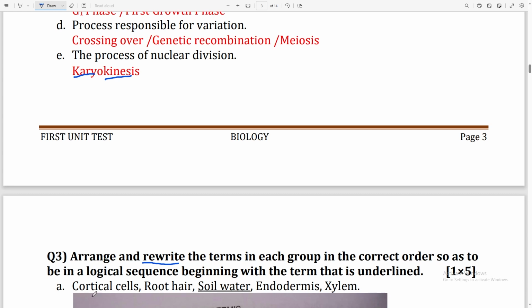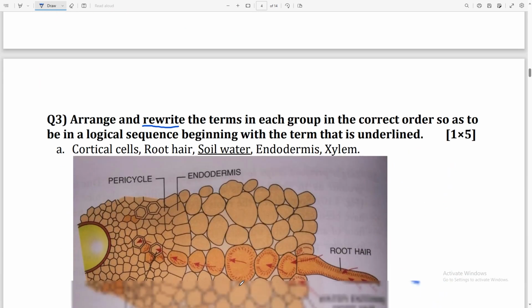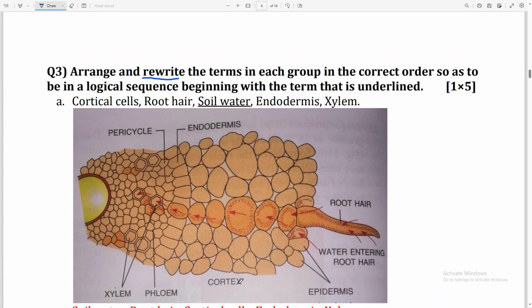So here the question is cortical cells, root hair, soil water, endodermis and xylem. Soil water, the word is underlined, so that should be the first in the logical sequence. This is the section of the root. So what can we find here? The soil water enters into the root hair.